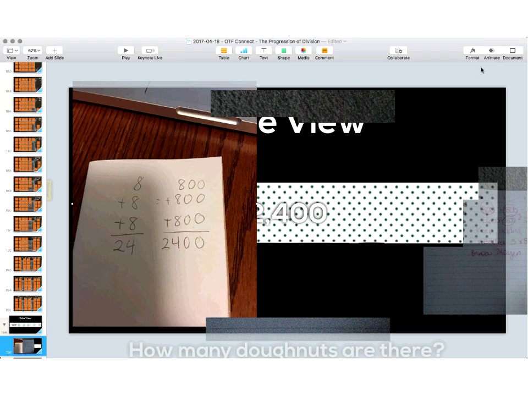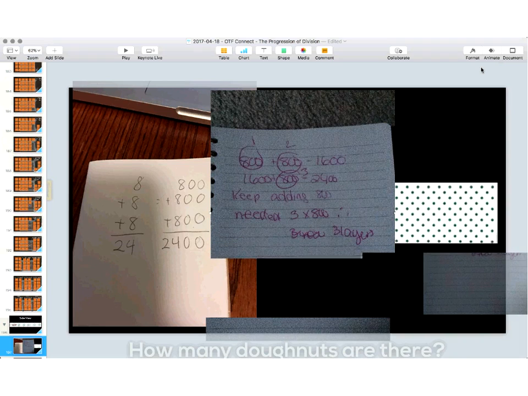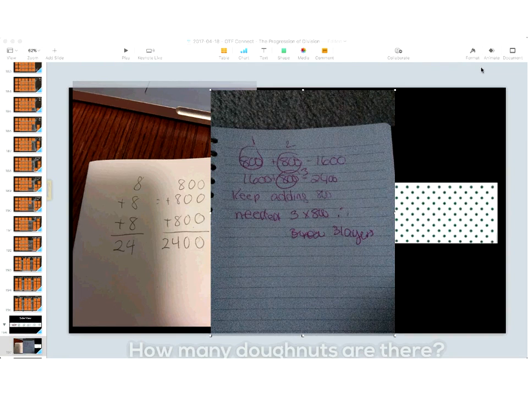Here's another one coming in. I like this, so 800 plus 800 is 1,600. And then 1,600 plus 800 is 2,400. I see that we have 3 800s circled. Awesome. So there are 3 layers. That's a pretty cool strategy as well.